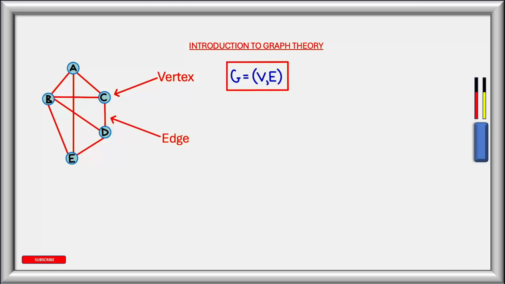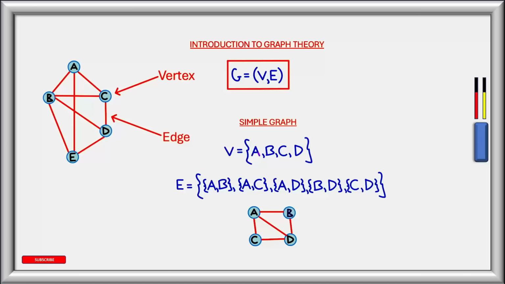Now that we understand the basic structure, we need to look at different types of graphs. We can categorize these based on their specific properties, essentially how relaxed or strict the rules of connection are. First, we have the simple graph. As the name suggests, it's the simplest form of graph, and it contains no loops and no multiple edges between the same 2 vertices, which means only single lines between the vertices. In this example, we have 4 vertices, A, B, C, and D. And the edge set shows that we have connections between A and B, A and C, A and D, B and D, and C and D.